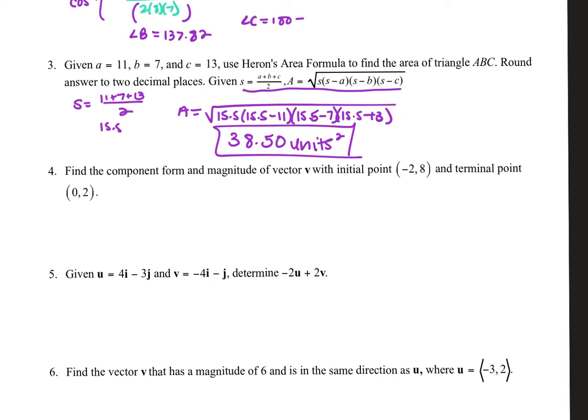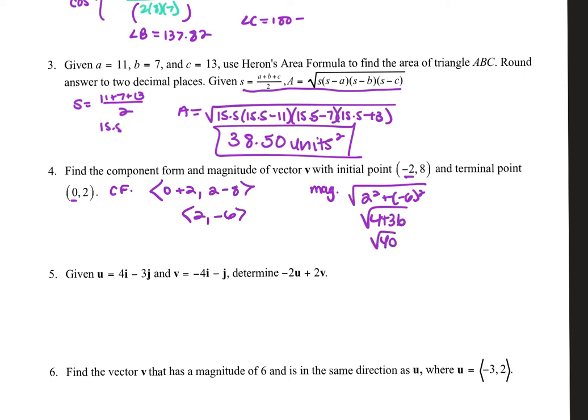So for component form, I would do the x of the terminal point, which is 0, minus the x of the initial point, minus a -2 becomes plus 2, and then 2 minus 8, so I get 2, -6. Then for the magnitude, I can either use the distance formula for my original points, or I do the square root of 2 squared plus -6 squared. Square root of 4 plus 36, which is the square root of 40, and that simplifies. This is 2 and 20, 2 and 10, 2 and 5. So this would be 2 square root 10.